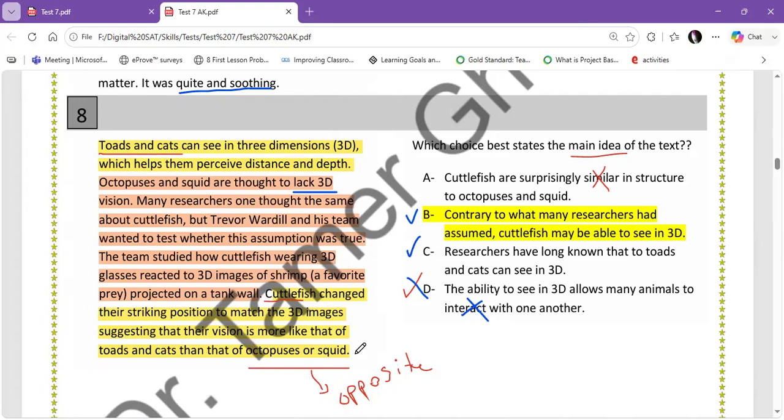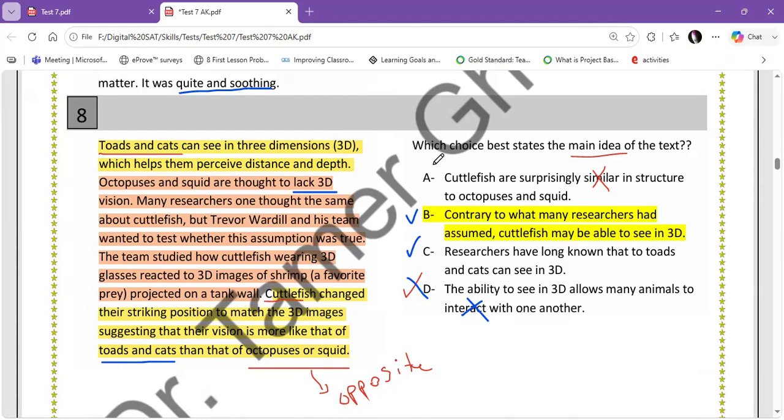Let's find A. Cuttlefish are surprisingly similar in structure to octopus and squid. They are not similar at first in vision, but we didn't talk about the structure. We didn't talk about the structure at all in the first and the last. B. Contrary to what many researchers had assumed, cuttlefish may be able to see in 3D. Yes, they said cuttlefish can see like toads and cats. And toads and cats can see in 3D.